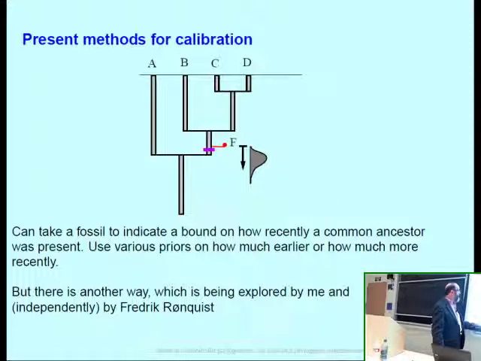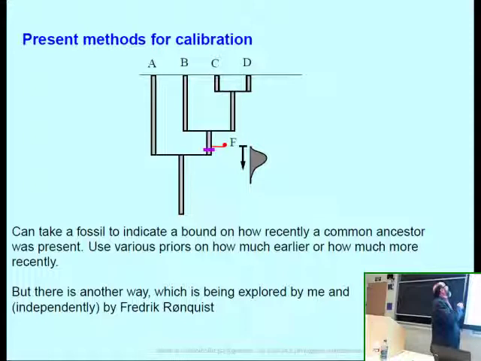Fred is using statistical models. He's using a complete Bayesian framework with statistical models of 0-1 characters or multi-state characters, but discrete characters, not morphological measurements. I'm using Brownian motion models, but the logic is really the same. And the logic goes, at least in the version that I like to talk about, something like this.